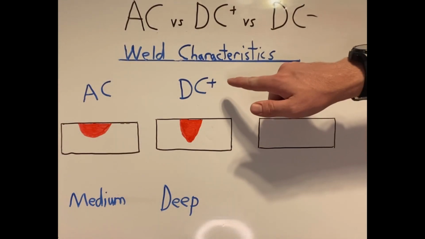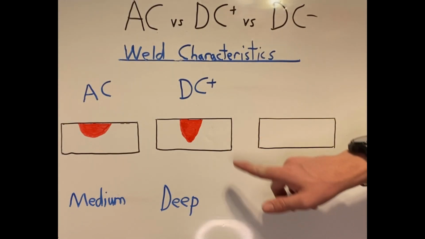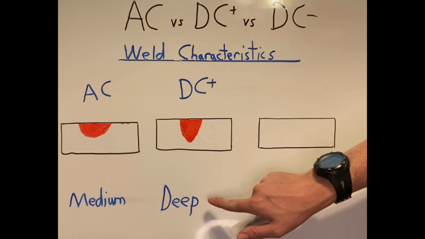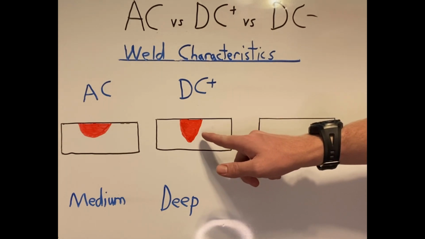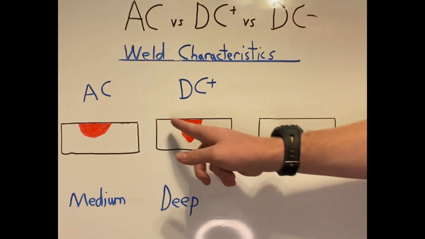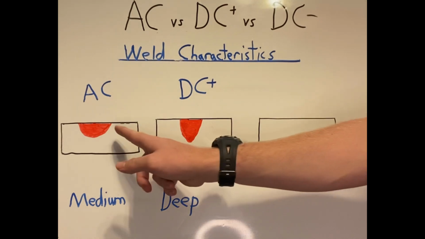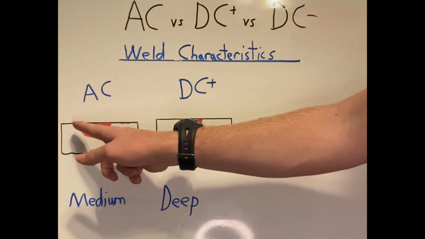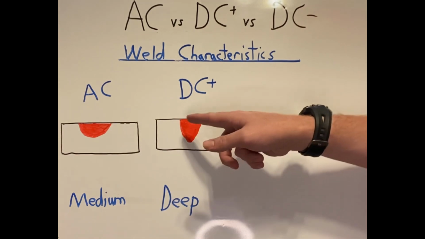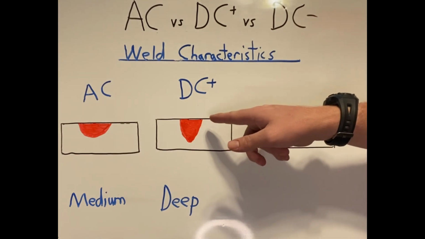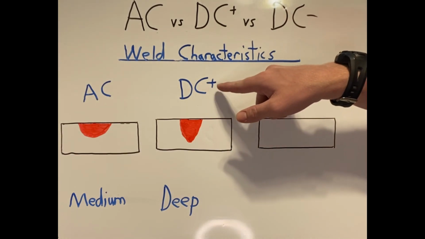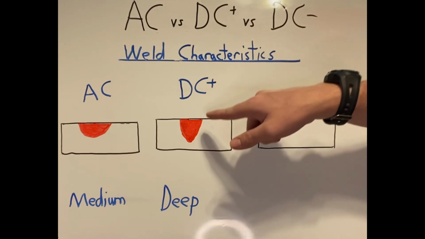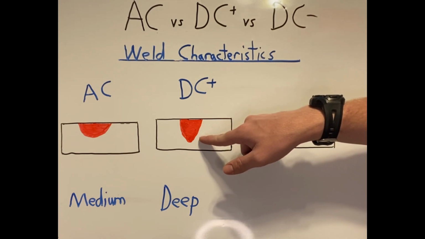So for DC positive, the characteristic for penetration is deep. Notice that it is much deeper than AC, but it is also narrower. It's not going to be as wide. AC is just kind of a nice half circle, whereas this is more of a cone shape. Think of the plus sign, it goes deeper. You have more depth. Plus sign is more depth.